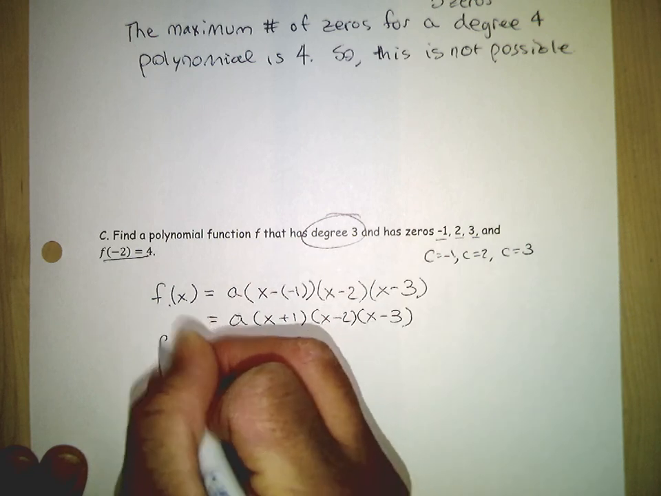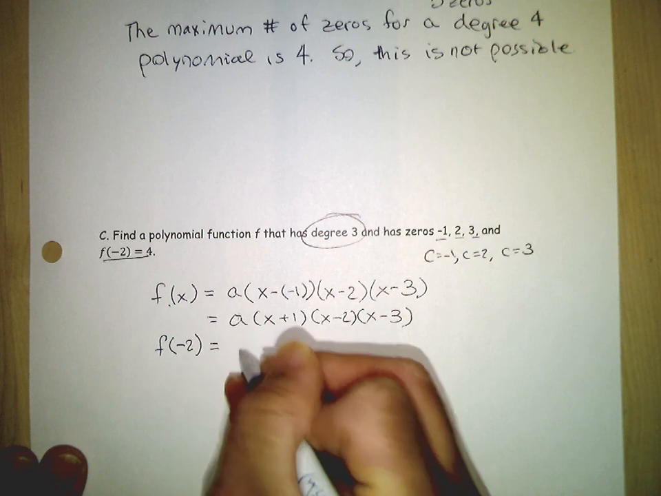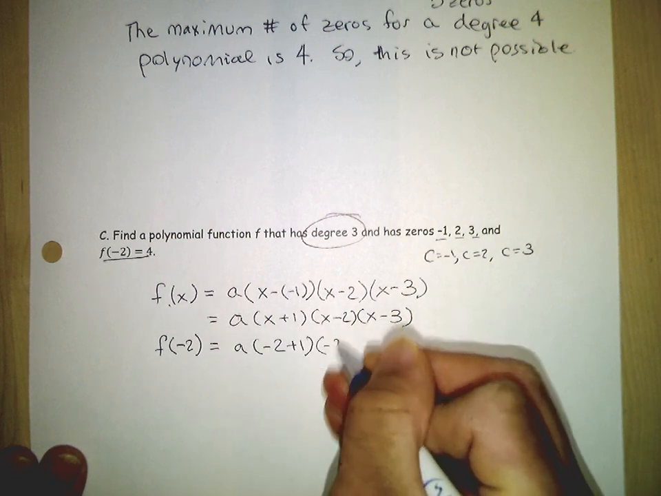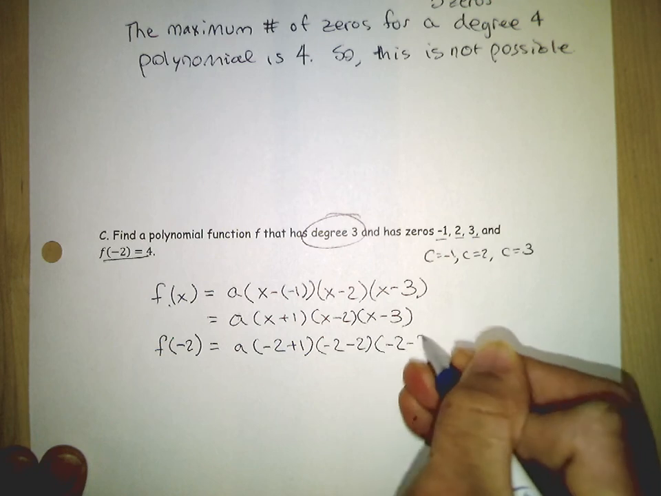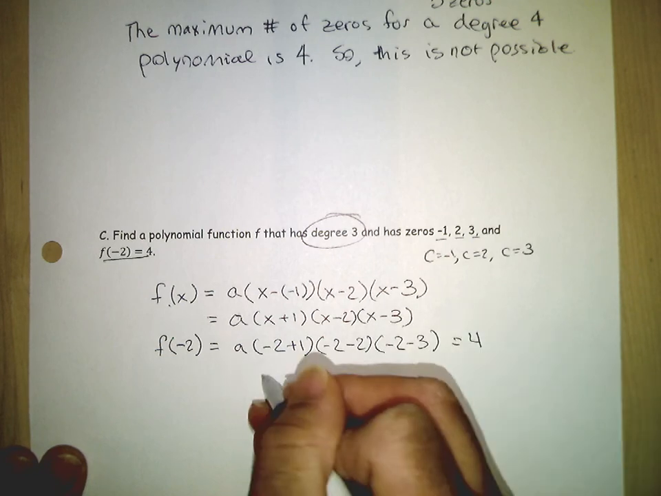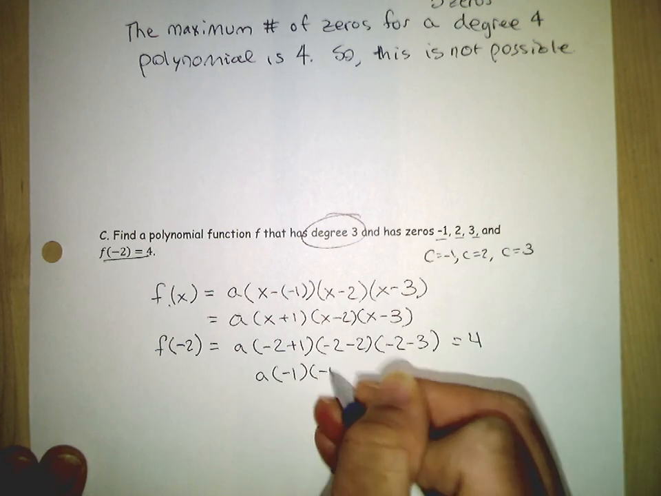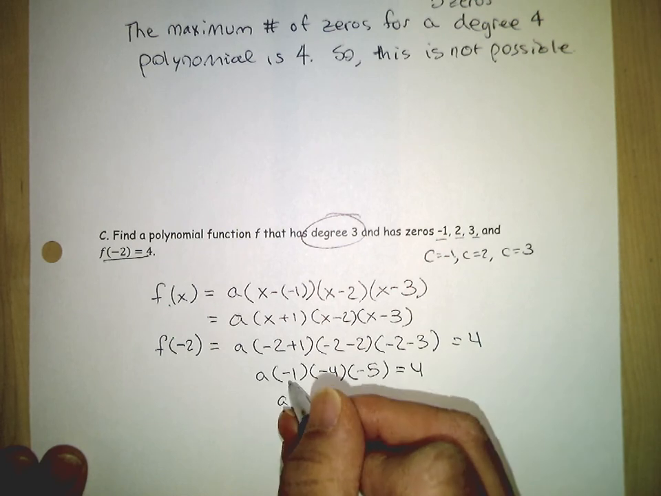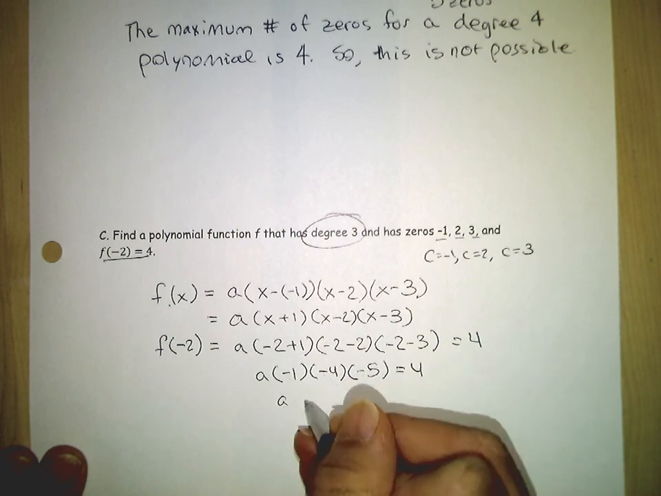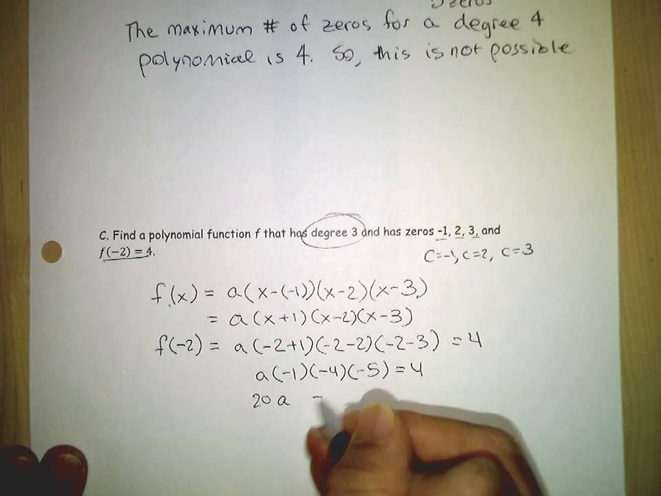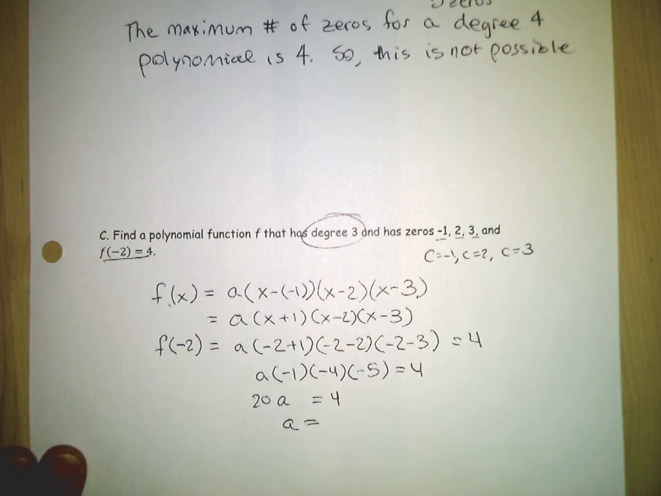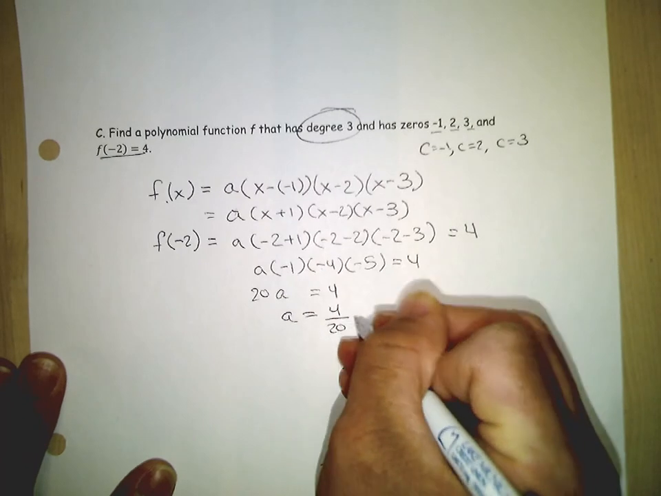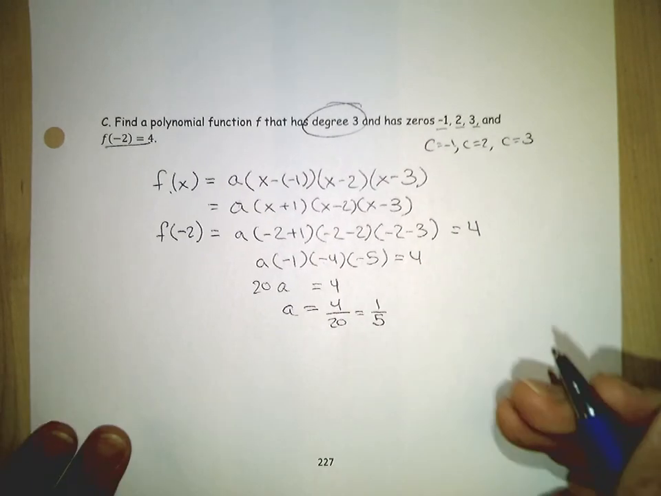All right, so let's try this right now. So f of negative 2 is a times negative 2 plus 1, and we have negative 2 minus 2, negative 2 minus 3, that has to equal 4. So a times negative 1 times negative 4 times negative 5 has to equal 4. So a times negative 1 times negative 4 times negative 5 is 20. So 20a is equal to 4. And then divide by 20. So a is actually 4 over 20 or 1 over 5.